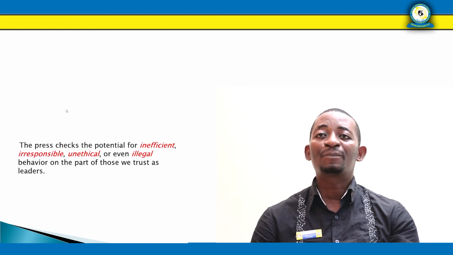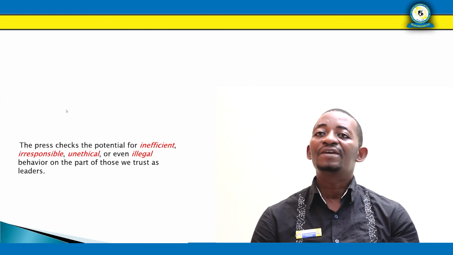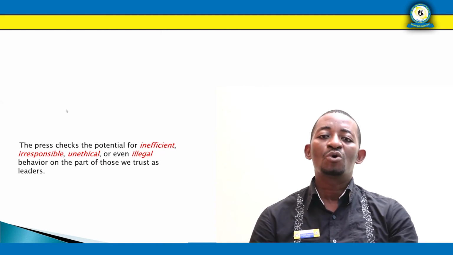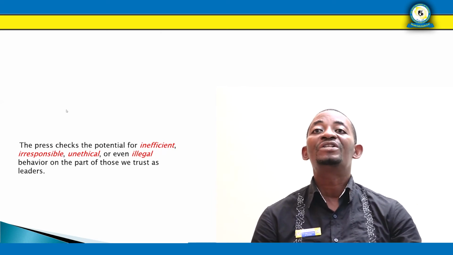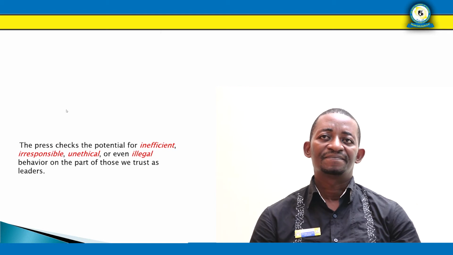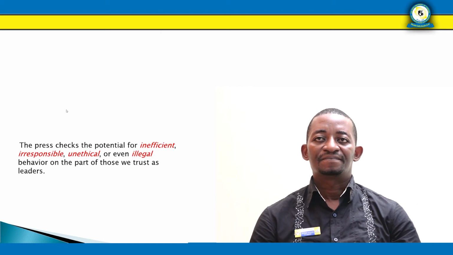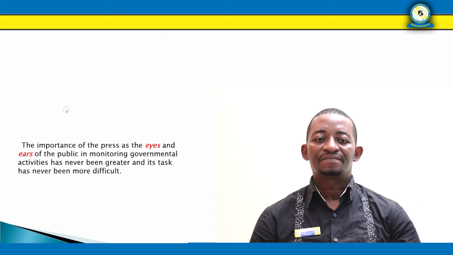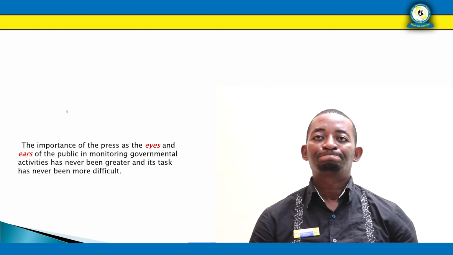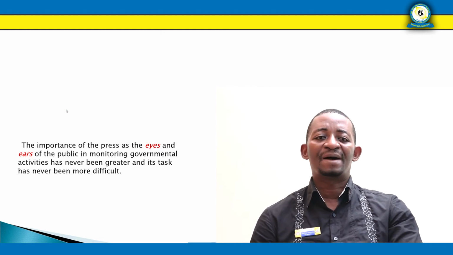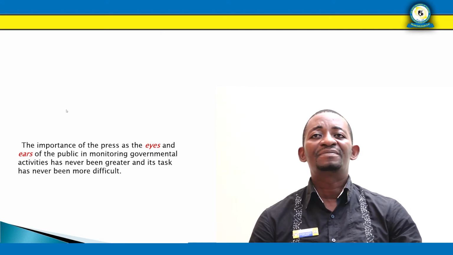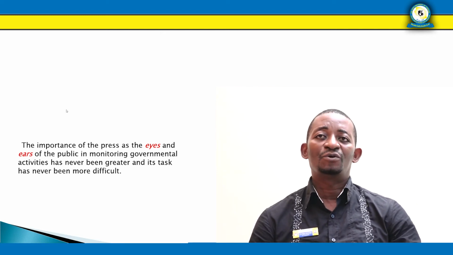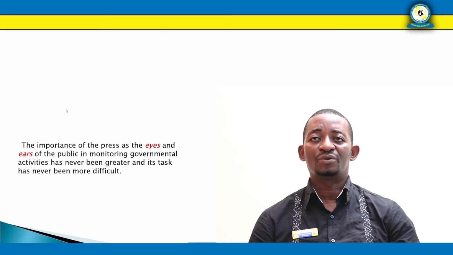So the press now checks the potential for inefficient, irresponsible, unethical, or even illegal behavior on the part of those whom we trust as leaders. The importance of the press as the eyes and ears of the public in monitoring governmental activities has never been greater, and it's a task that sometimes is difficult for most journalists to undertake.